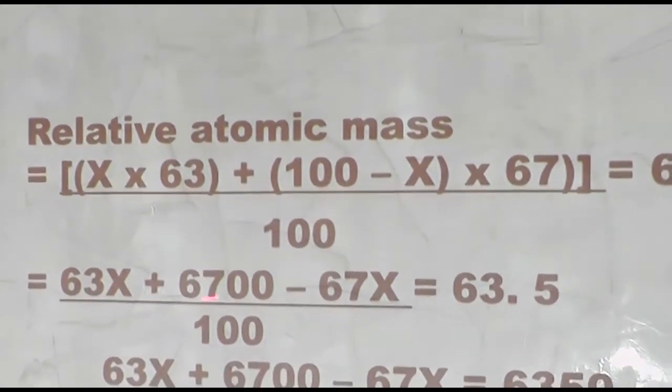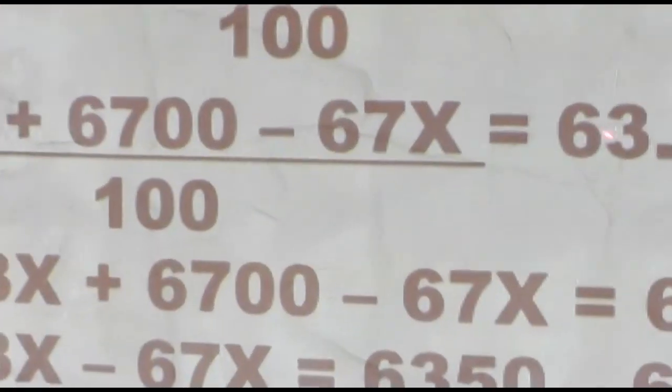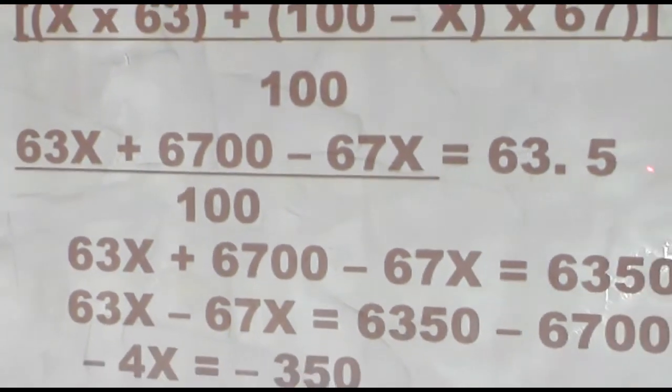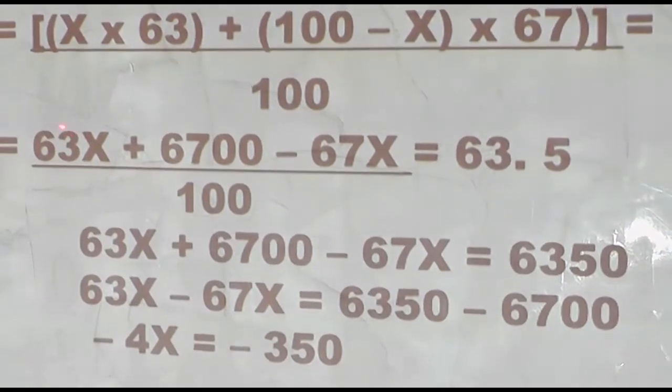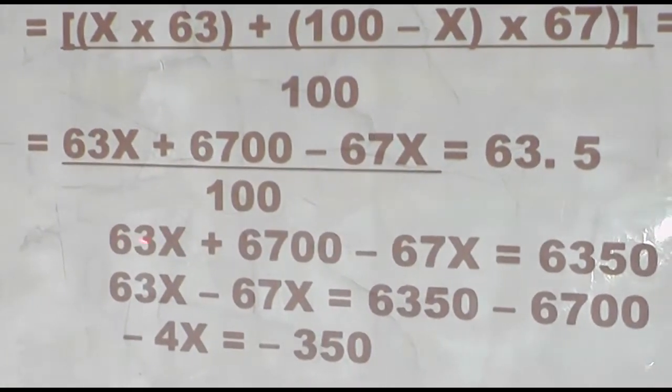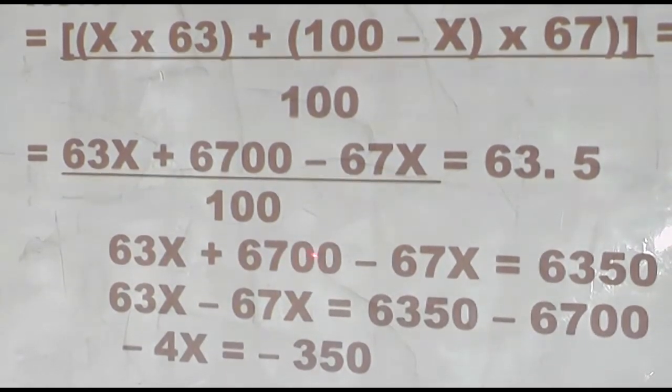By cross multiplication, that is 100 multiplied by 63.5, will give us 6,350. Therefore, we have 63x come down, plus 6,700 as follows. The negative sign follows, 67x follows. The multiplication of 100 by 63.5 follows to give us 6,350.